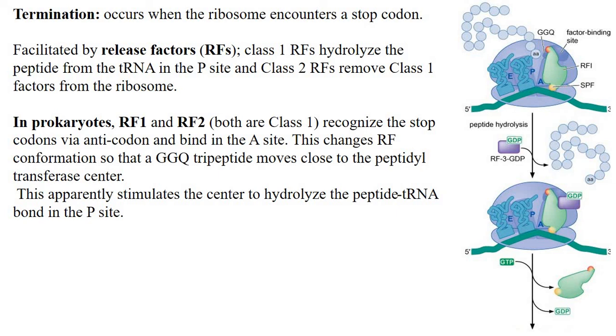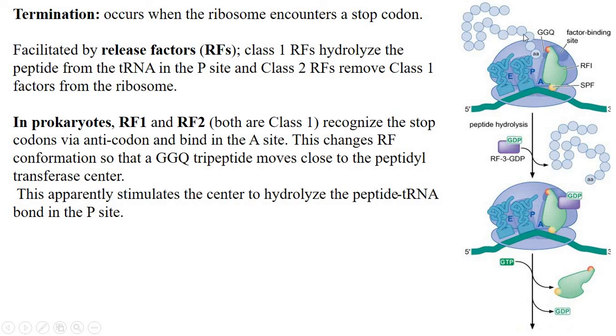RF1 and RF2, the class 1 factors in prokaryotes, recognize different stop codons. These recognize the stop codon via a tripeptide anticodon and bind to the A site. These release factors are very similar in structure to tRNA, and they act kind of like a tRNA, but they are not a tRNA because they are not bringing any amino acid. They are there to help the peptide be released from the ribosome. So these class 1 release factors recognize the stop codon and bind in the A site.